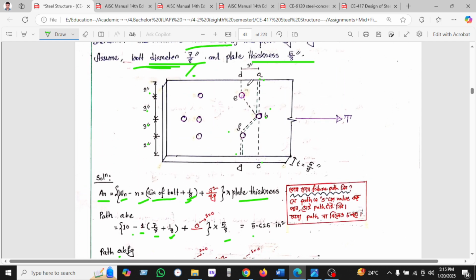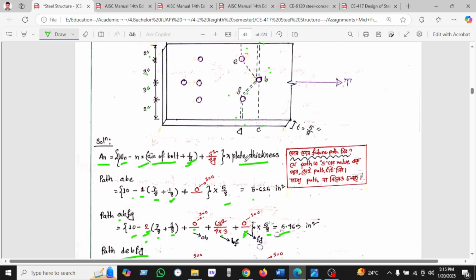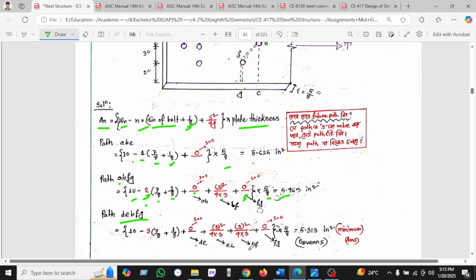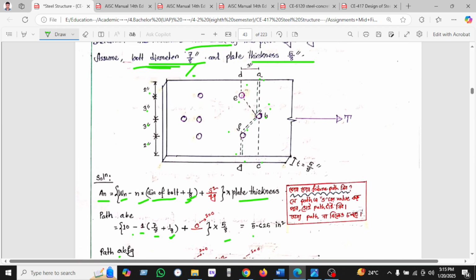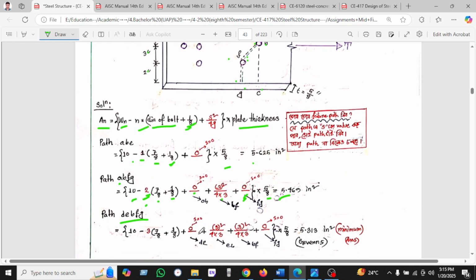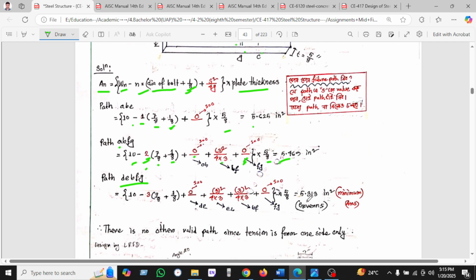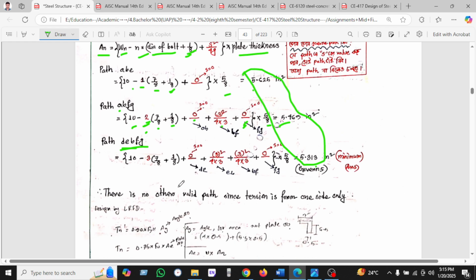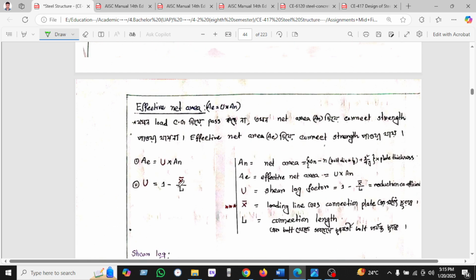We have seen the path DBFG, another path, and calculating all these paths, we see the 3, 1, 2, 3 holes are given here, and we found 5.313. And in these three results, we see the minimum is 5.313, governed by the DBF path. So this path is very critical for failure.